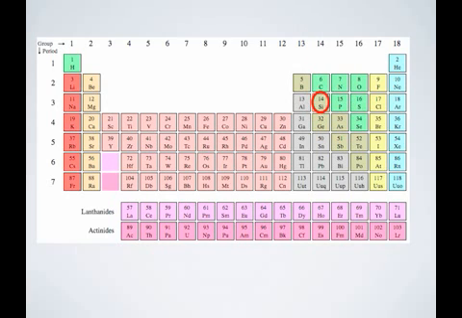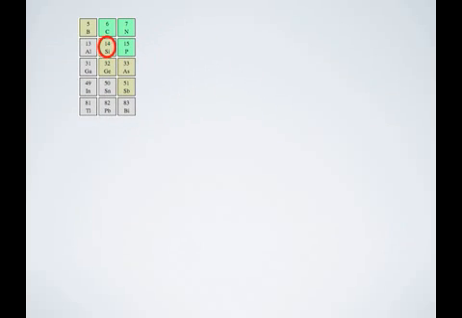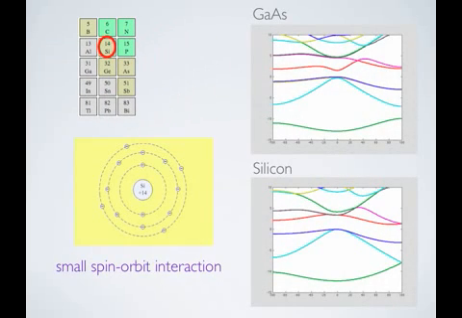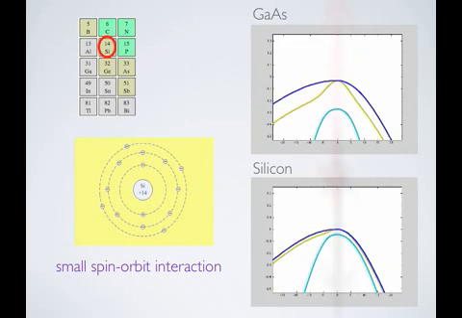Silicon in the periodic table has atomic number 14, which is lighter than most other elements of semiconductor materials, indicating its smaller spin-orbit interaction. So for example, compare the band structure of gallium arsenide and silicon. The split-off energy of silicon is about an order of magnitude smaller than in gallium arsenide.